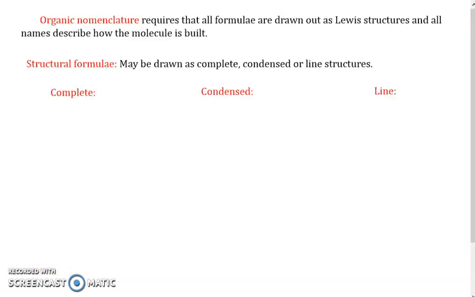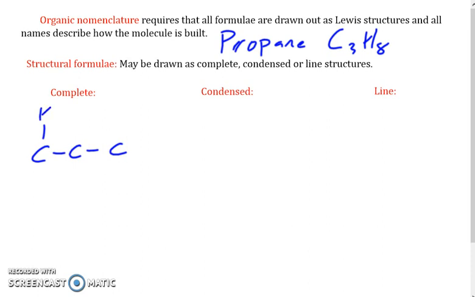Now the first thing we need to do is know how we write this out. So the first example we're going to do is propane. Now propane is the stuff that's in your barbecue, and that has the formula of C3H8. So if we were to draw that out, what that means is we've got a carbon bonded to two other carbons and hydrogens all around it.